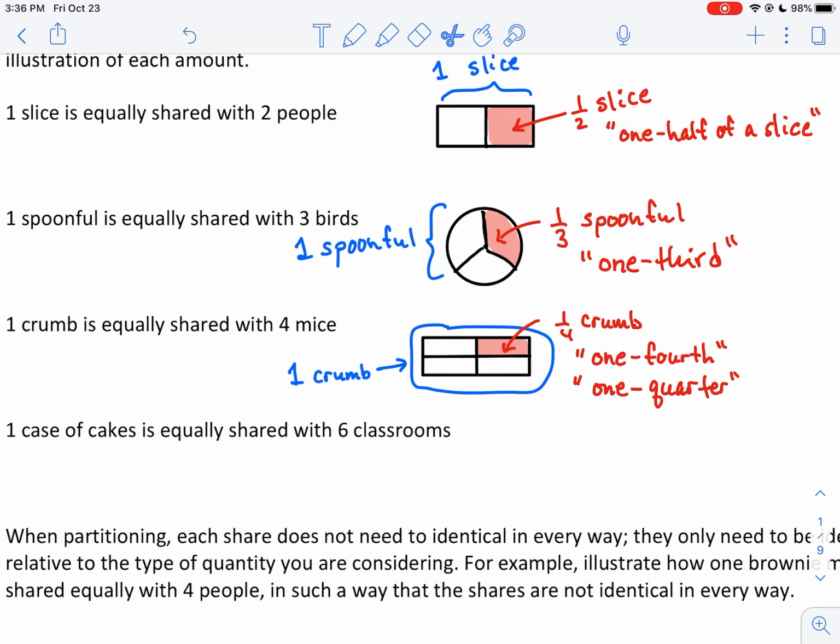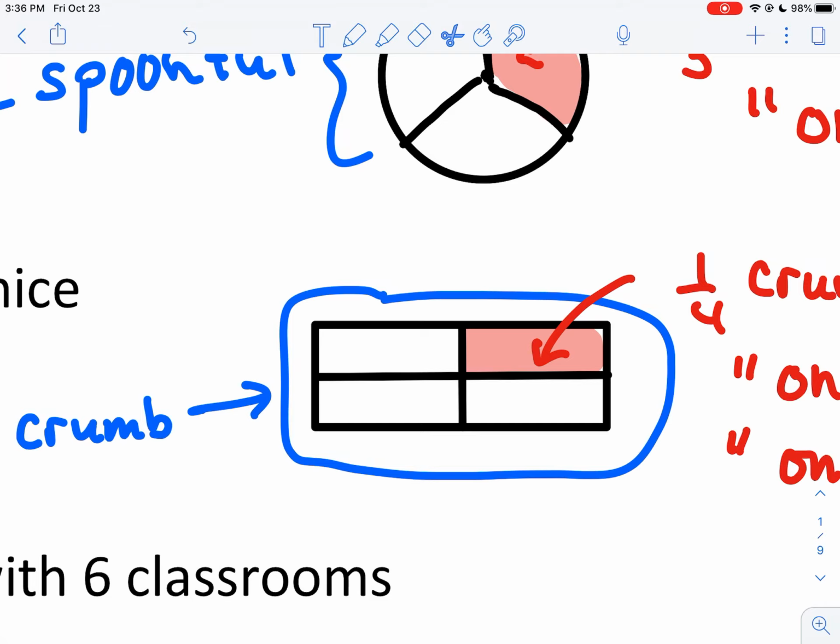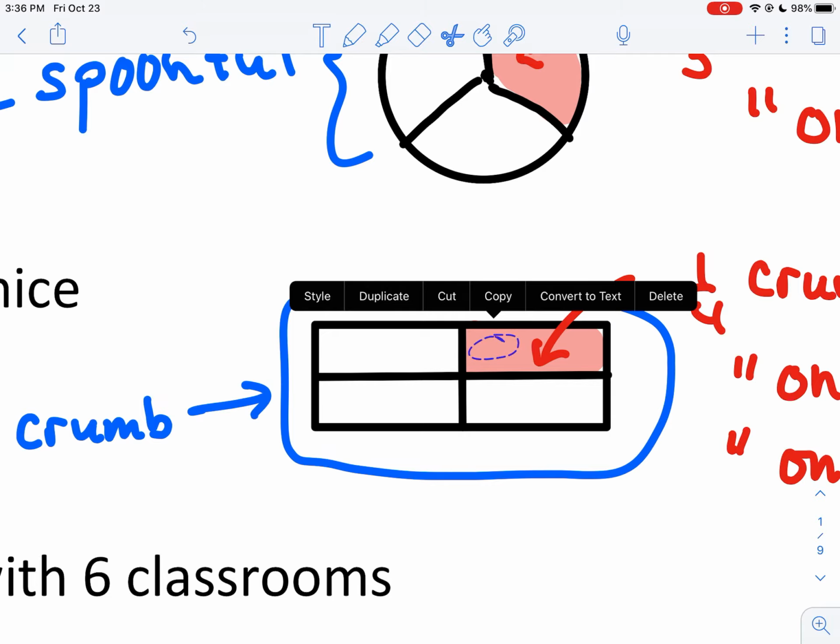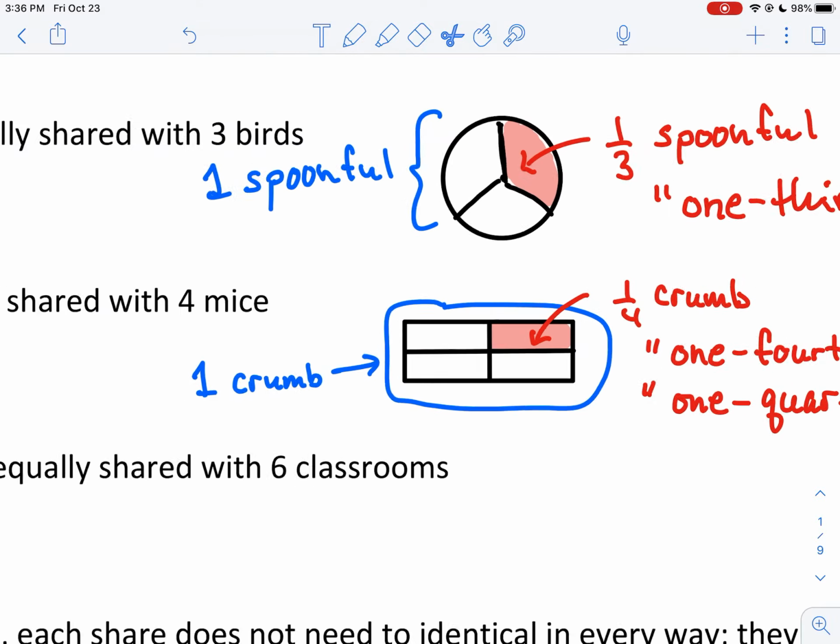Now it's also true that these other ones, I can just grab that, there we go. There's a 4th right there, there's a 4th right there, there's a 4th right there. So there's really 4/4 here. If you put all 4/4 back together, you get the 1 whole crumb back.